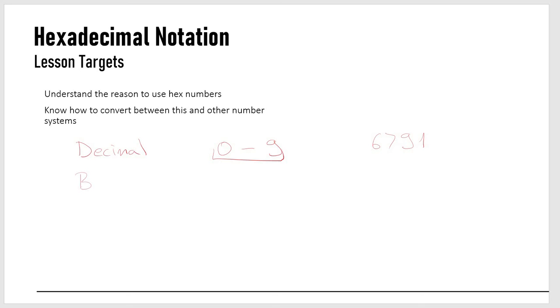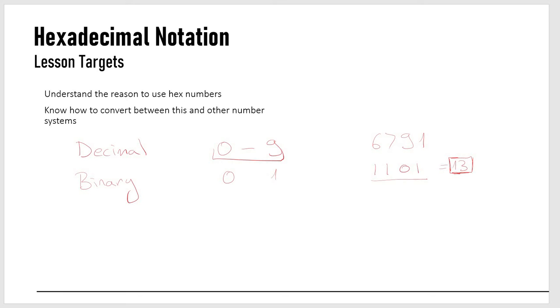Then we have binary numbers, which use only zeros and ones, and again you can make any value that you want using just these two symbols. For example, 1101 is the value 13 in decimal, so this number which I've written over here is a decimal number. This number over here is a binary number, and it represents the number 13.